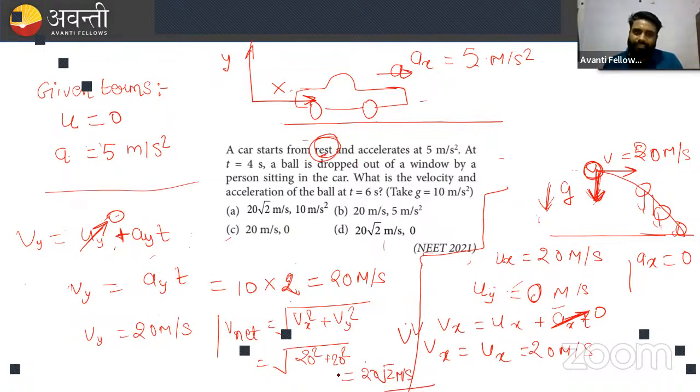And what is the acceleration? Acceleration is only in the negative y direction, which is 10 meter per second square. So option A is the correct option. 20 meter per second is the velocity, 10 meter per second square is the acceleration. Most of the students can tick the 0 because this ball is not having the acceleration of the car. So they would, but the gravity is present. So the 10 meter per second square.